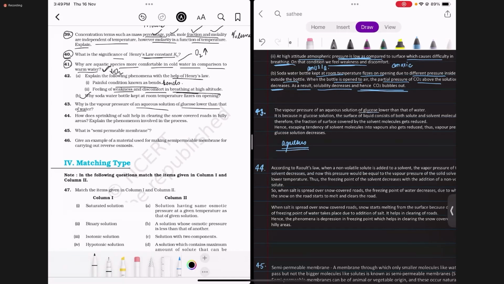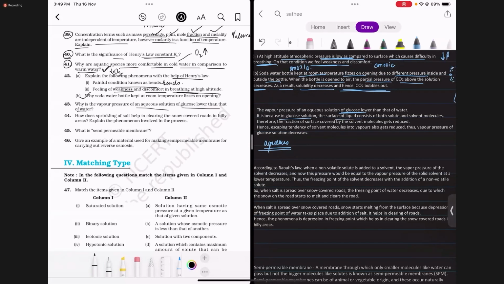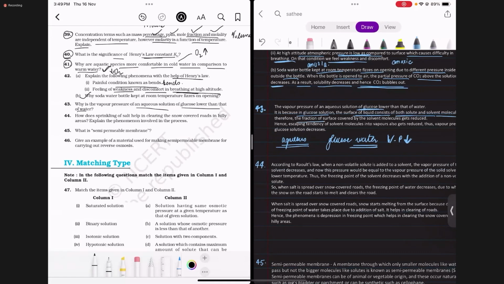Because glucose एक solute है और solute को जब हम water में add करते हैं, so जो liquid का surface area है that decreases. Now the surface of liquid consists of both solute and solvent molecules. यानी कि पहले सिर्फ water था, ग्लूकोज भी है and water भी है, यानी the effective surface area for water is decreasing. तो vapor pressure is also decreasing. इसलिए जो vapor pressure है वो डिक्रीज होगा और escaping tendency of solvent molecules will also reduce.